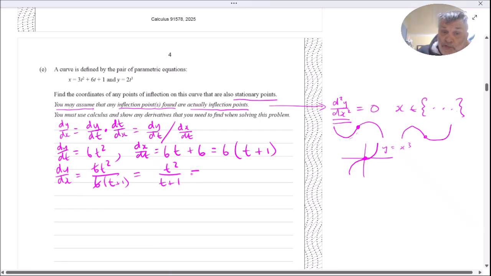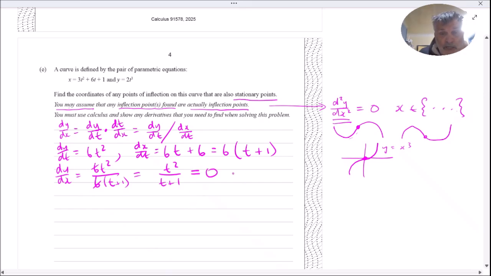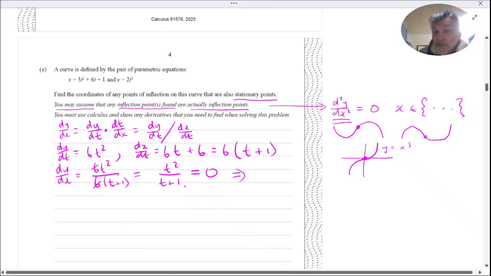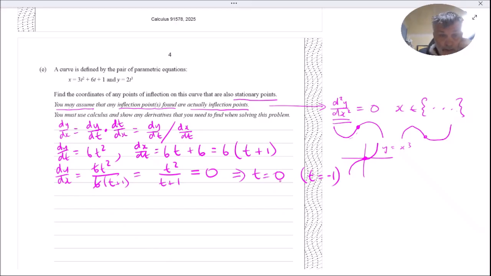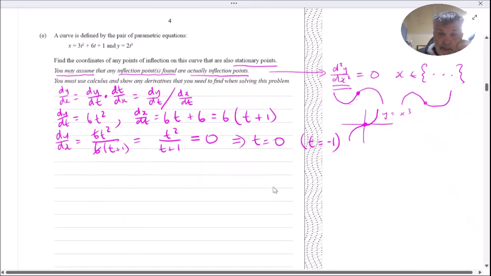We want stationary points, so that has to be 0. And a fraction is 0 only if the numerator is 0. t squared equals 0. We just get the one solution, t equals 0. You might want to note t can't be -1 because we're dividing by this, but that's not going to affect our stationary point because -1 isn't a solution there. So we've got a stationary point at t equals 0.